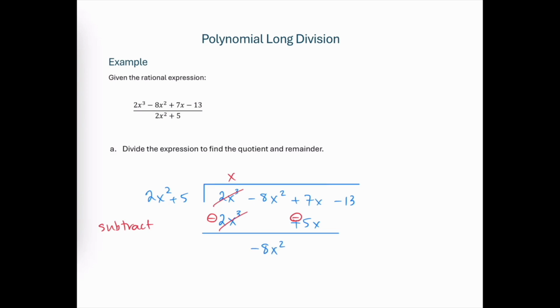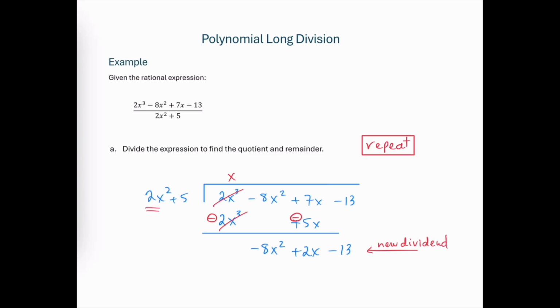Essentially, that's negative 8x squared plus 0. And then for the x terms, we have 7x minus 5x, which is plus 2x. And negative 13 is the only constant, so we just bring that down. In other words, we could think about that as negative 13 plus 0. So now we hit the repeat button and we start again, treating this polynomial as our new dividend.